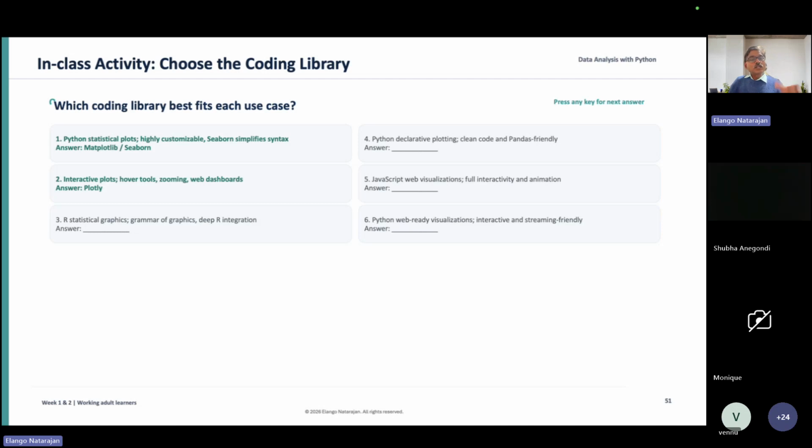In R statistical graphics, we have many tools. One of the libraries is called ggplot2. That ggplot2 we can use for printing or visualizing the data. Okay, it is particularly for R programming, ggplot2. I use ggplot2 for my analysis.